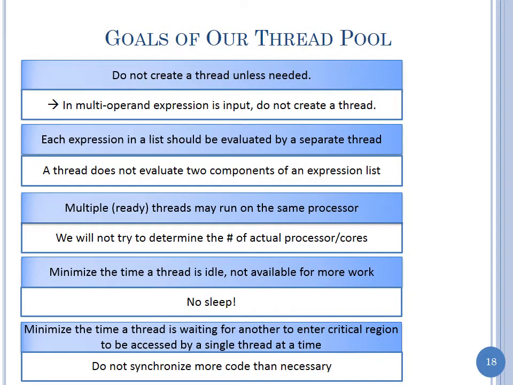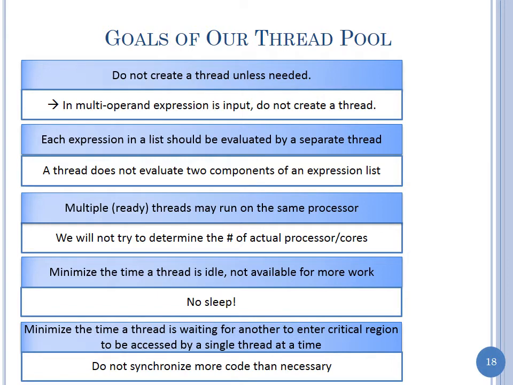We do not want to create a thread unless it's needed. So even if we have eager evaluation and our user only enters one expression, we shouldn't create more than the thread that was created by Java, the main thread. That implies that if no multi-operand expression is input, do not create a thread. That's what I meant to say here. Now, we could say that we'll do some parallel evaluation, but we won't create maximum concurrency. That's a fine goal to have.